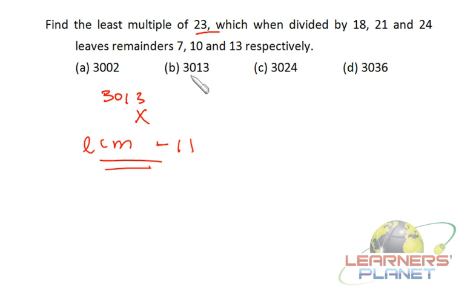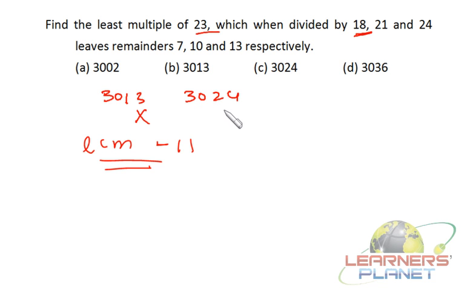Okay. Now just add 11 to this. So 3013 plus 11 is 3024. Now let's see whether it is a multiple of 18 or not. It is an even number, so it will be a multiple of 2. Now let's see for 9. 4 plus 2 is 6, plus 3 is 9. So it is divisible by 9 and 2 both, so it will be divisible by 18. And since it is divisible by 9, it will definitely be divisible by 3.